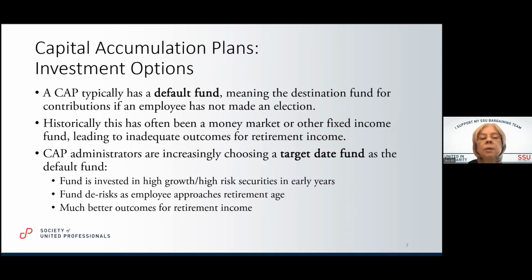A capital accumulation plan typically has a default fund. That means that if the employee hasn't made an election, then that's where the money is put. This has been very problematic for defined contribution plans. Historically, the default fund has been a money market fund, and of course, the returns on those are quite low, and over time, it leads to inadequate outcomes for retirement income.